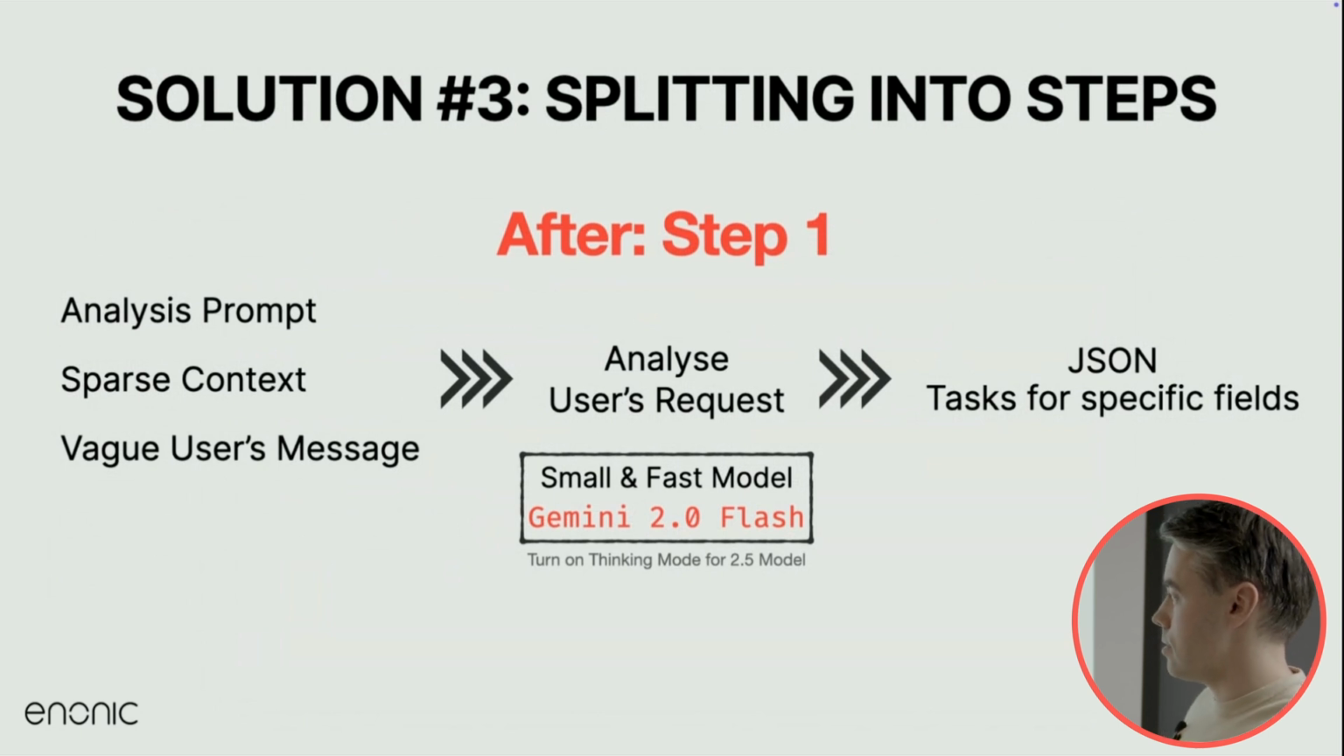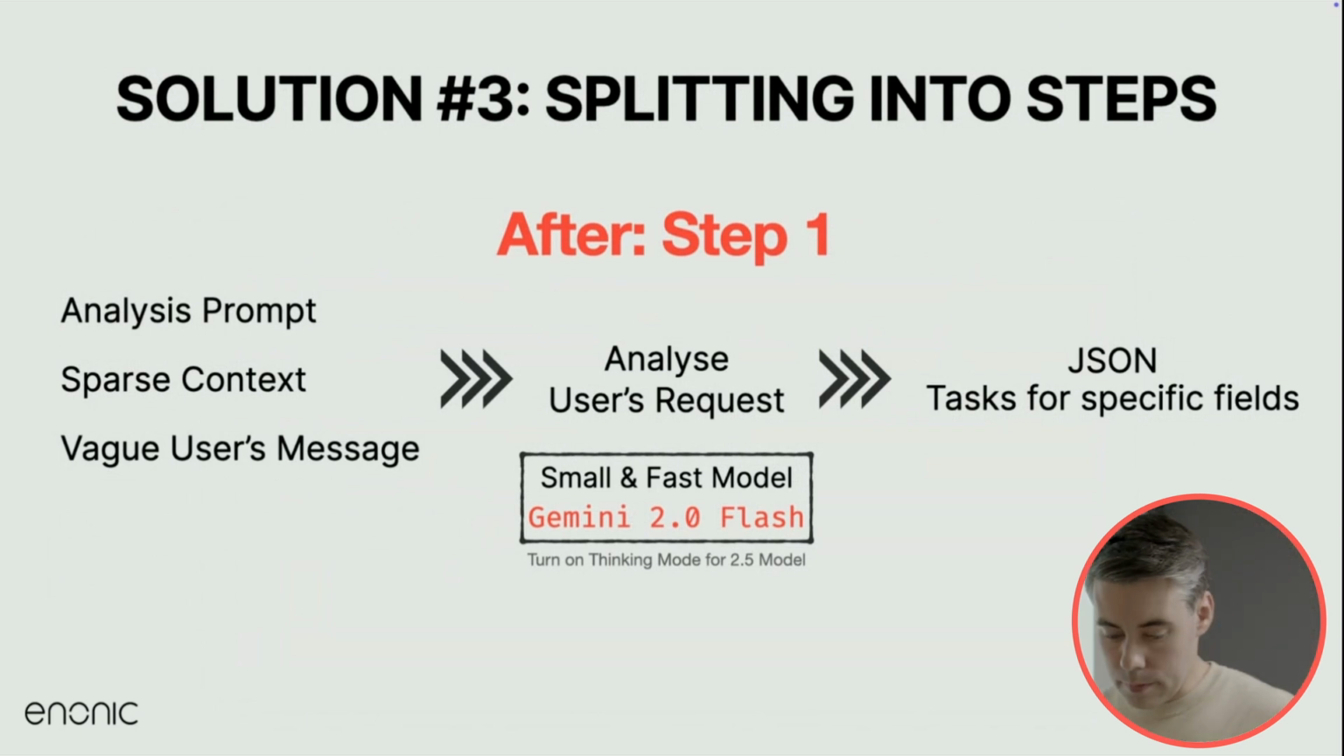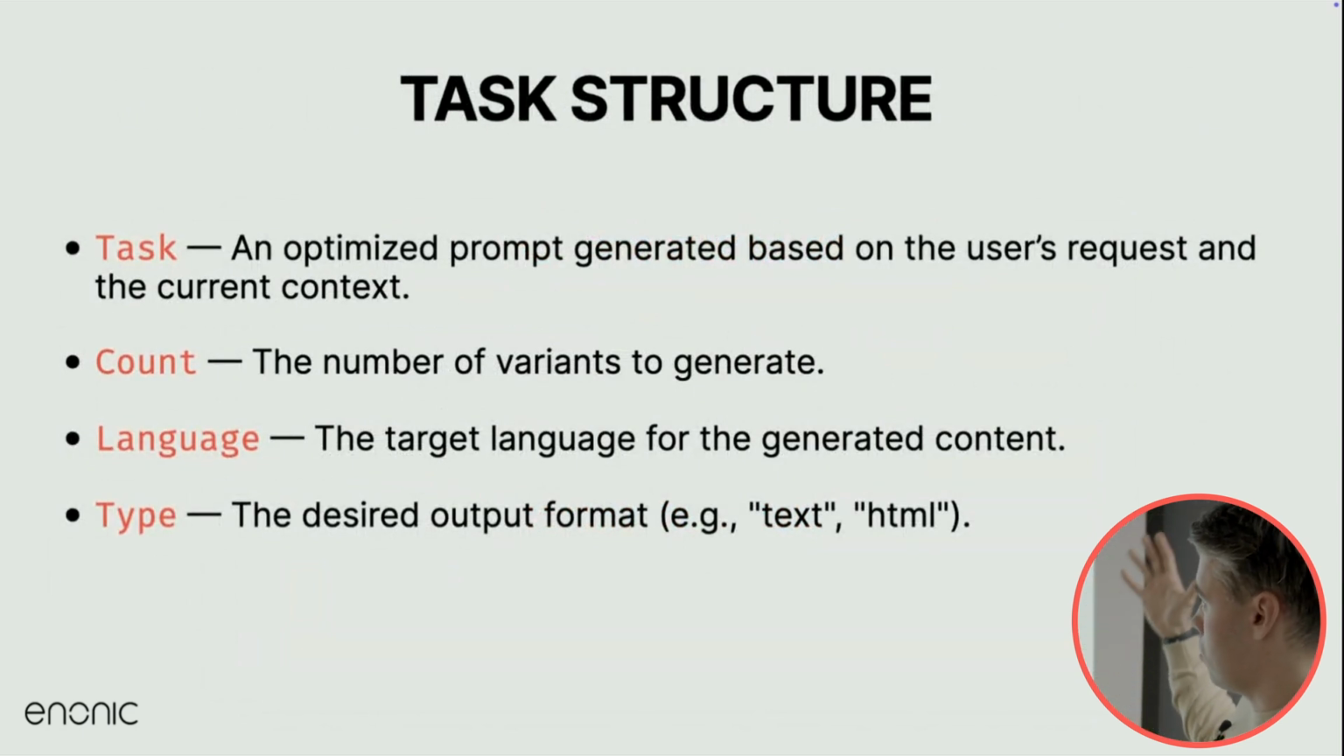And for tasks where you need to get a well-structured output, I highly recommend turning on the thinking mode. Or if you use another model, just use a reasoning model. As the result, we get a task for each field. This is the structure of a task. It contains a task field, which is the prompt created by the first model for the second one. We also have count, which is the number of variants that we need to generate, because the user maybe asks to generate one field and five variants of another field, and we just show it in one response.